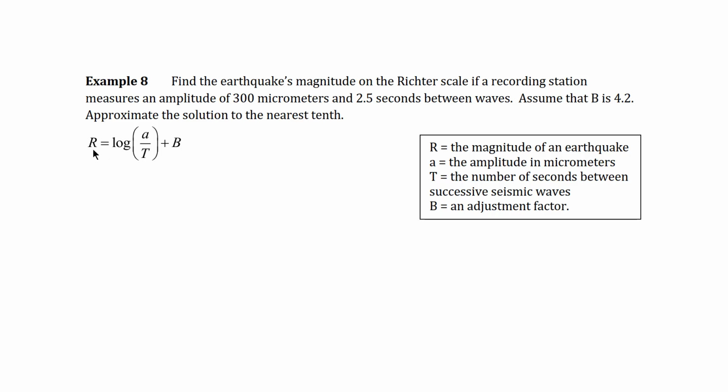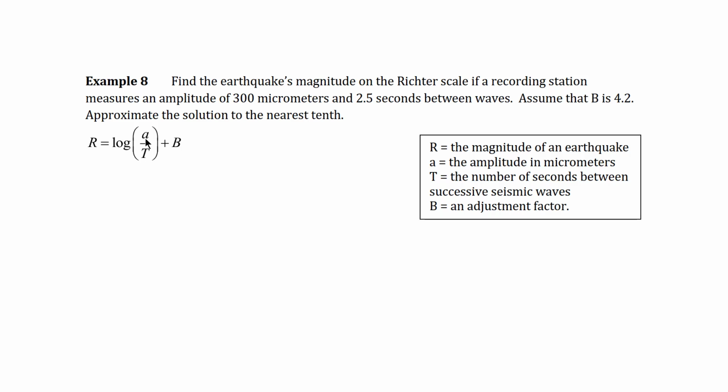We have the equation capital R equals log of A divided by capital T plus capital B. In the box on the right, we have each variable and what they represent. We have that capital R equals the magnitude of an earthquake, A equals the amplitude in micrometers, capital T is the number of seconds between successive seismic waves, capital B equals an adjustment factor. In order to find the earthquake's magnitude, we just need to use the given equation.